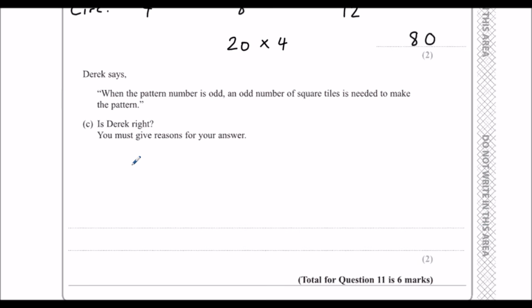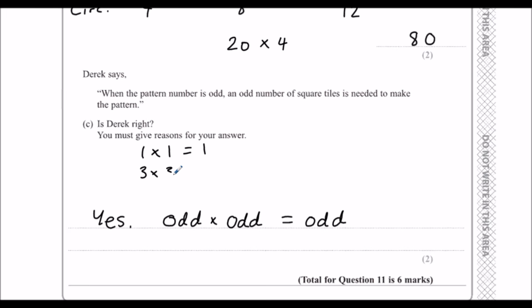So Derek is right, yes. And the reason is because an odd number times an odd number will always give us an odd answer. So 1 by 1 is 1, and 3 by 3 is 9, and then 5 by 5 would be 25, and so on. So you could say an odd number squared is an odd number. You could also say that. You could say an odd squared equals odd.